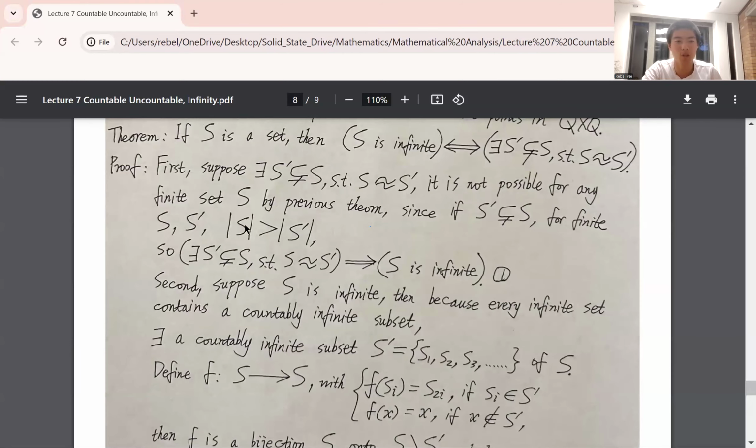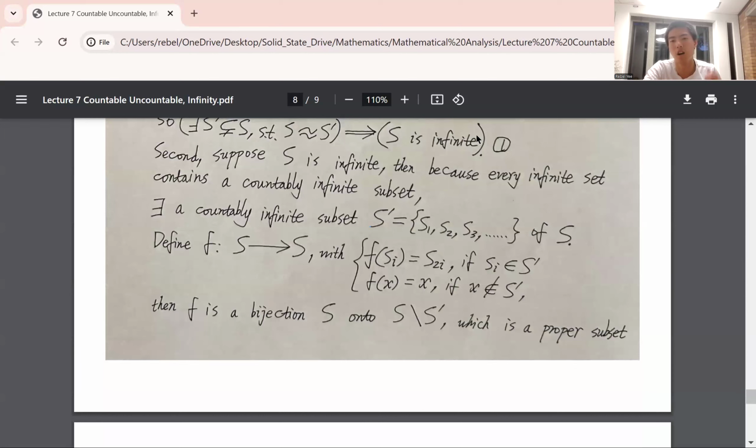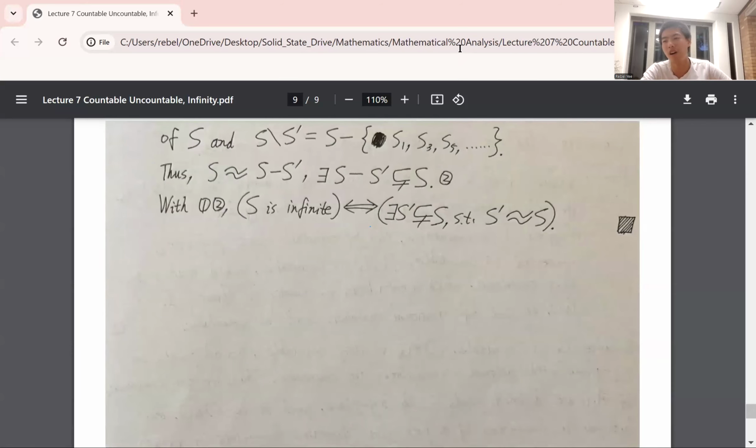So previously we proved the direction from the proper subset condition to S being infinite, and then we proved the converse. At this point, all of the cases are talked about, and we are at the end of our discussion of cardinality.